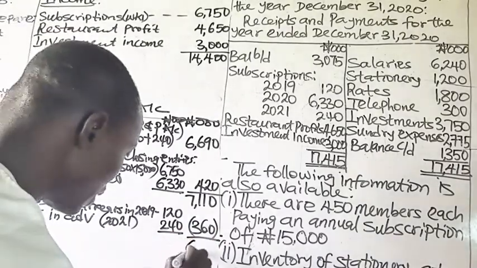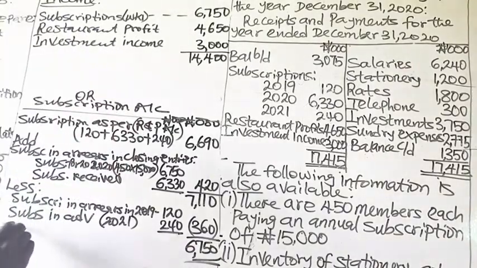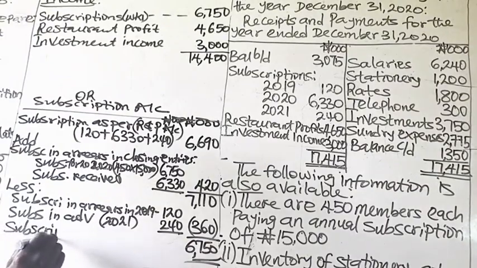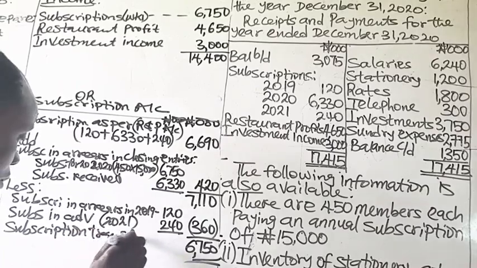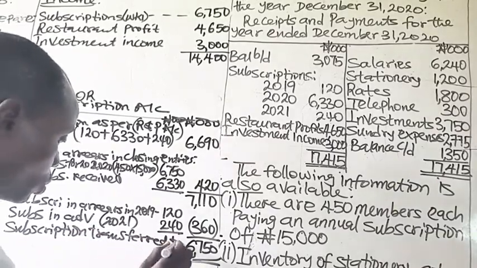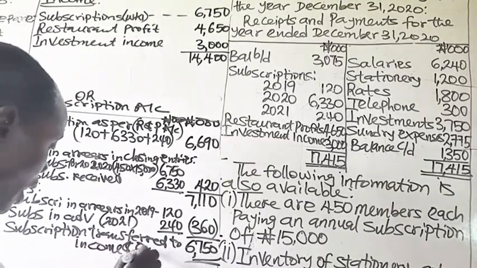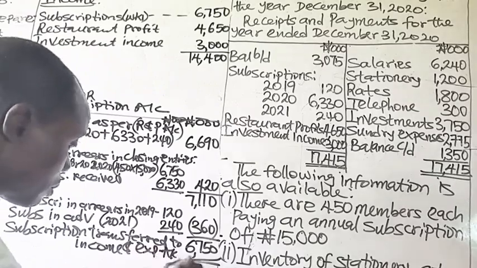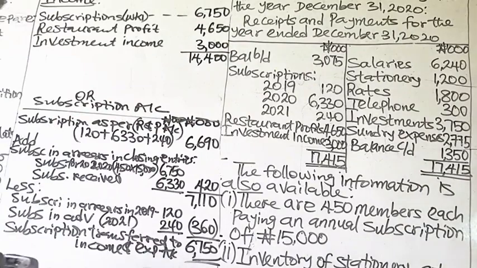If you subtract 360 from 7,110, then you have 6,750. That is the subscription transferred to the income and expenditure account. So that was reported in the income and expenditure account.